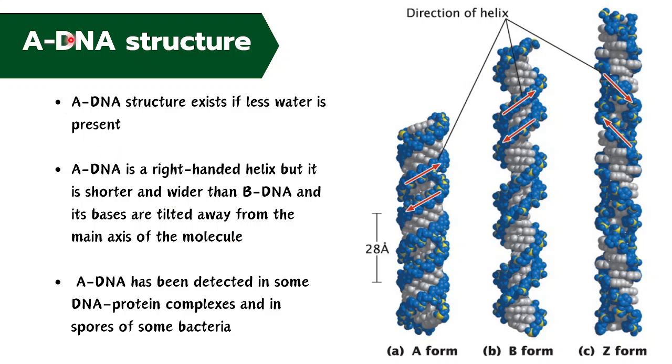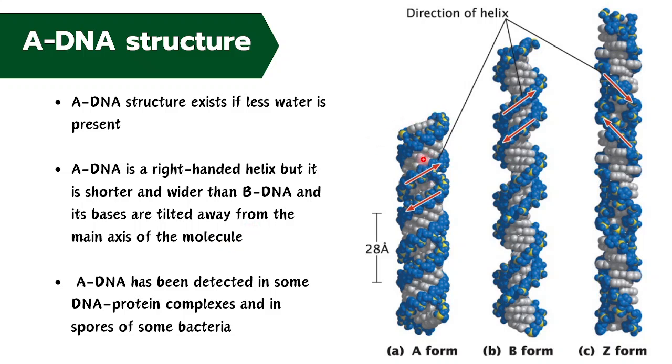Meanwhile, ang ADNA structure, they exist if less water is present. So here, this is the ADNA, and then we have here the BDNA. Now, the same with the BDNA, the ADNA is also a right-handed helix, but it is shorter. So, mas mubo siya and wider. Medyo tambok siya as compared with that of the BDNA. And its bases are tilted away from the main axis of the molecule.